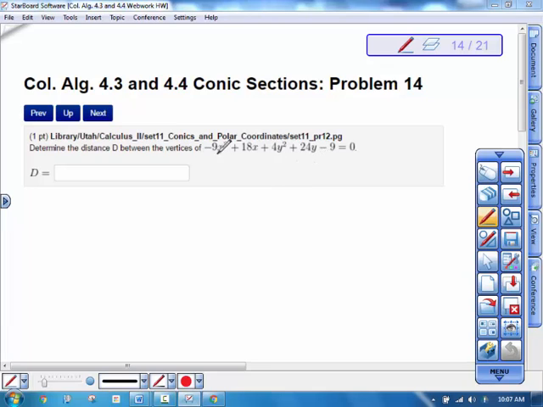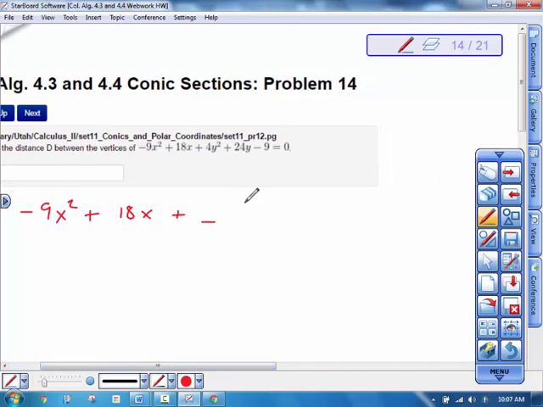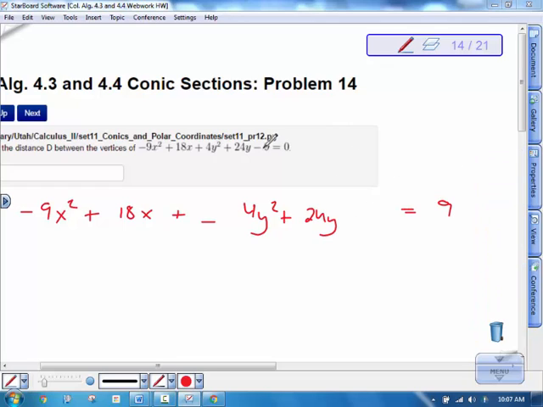The next problem is a really tough one. It wants us to put this in standard form and then determine the distance between the vertices. So to put this in standard form, I'm going to write negative 9x squared plus 18x, and I'm going to leave a space here. And then I'm going to do 4y squared plus 24y. And I'm going to move the 9 over to the other side, so it equals positive 9.